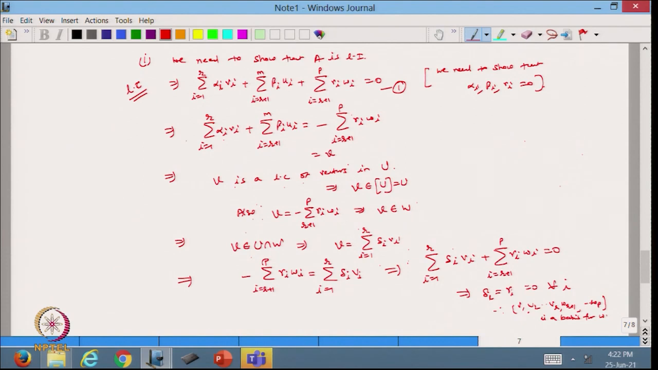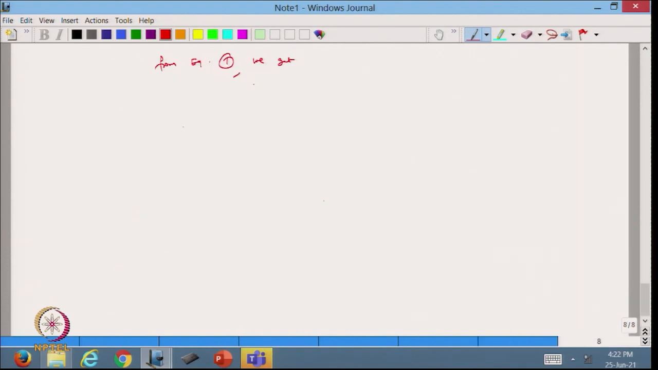So, gamma became 0. So, from here I will get that summation i from 1 to r alpha i Vi plus summation i from r plus 1 to m beta i Ui became 0.